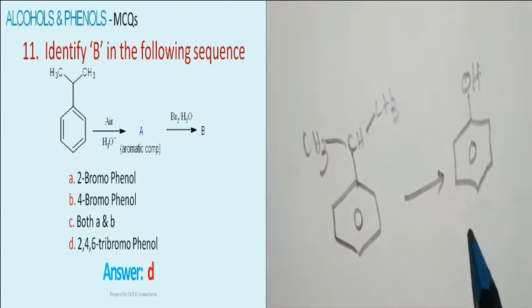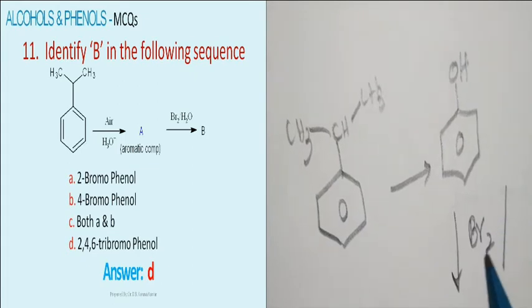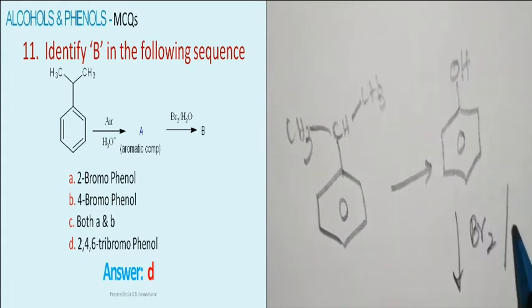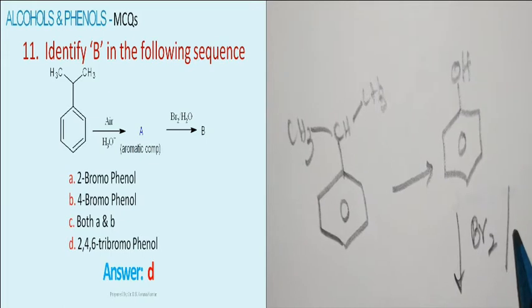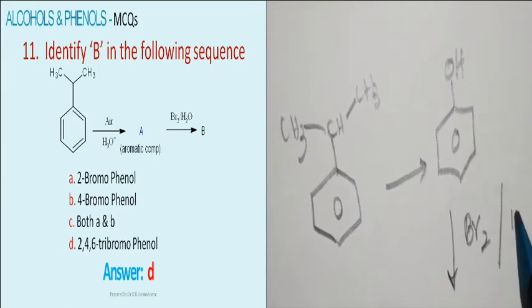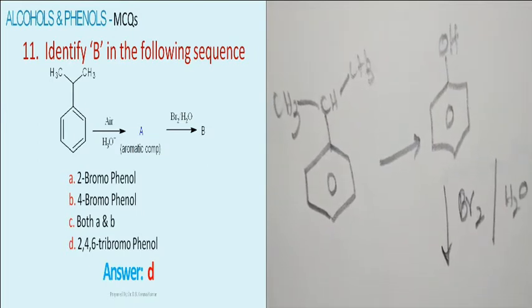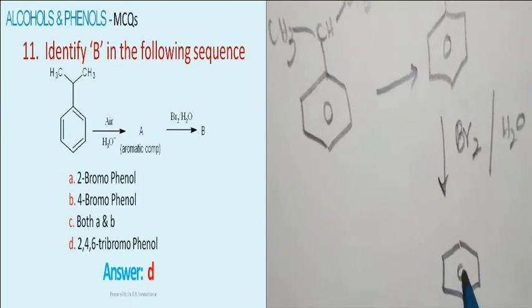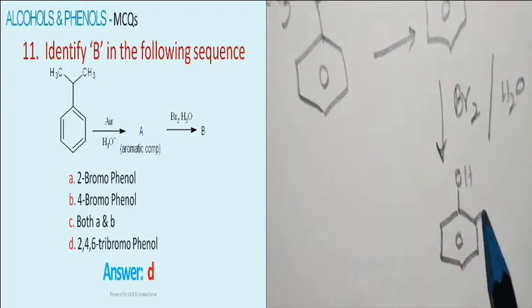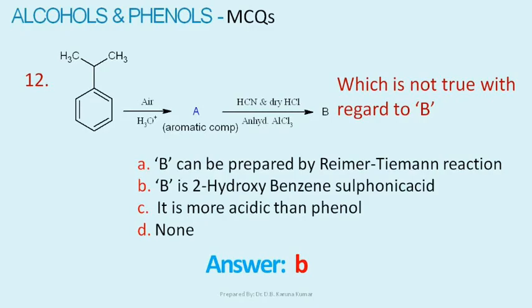This phenol on treatment with bromine water. So if phenol reacts with bromine and carbon disulfide, it's going to give you a mixture of orthobromophenol and parabromophenol. But bromine water, he says, therefore you are going to get 2,4,6 tribromophenol. 2,4,6 tribromophenol. Br, Br and Br.